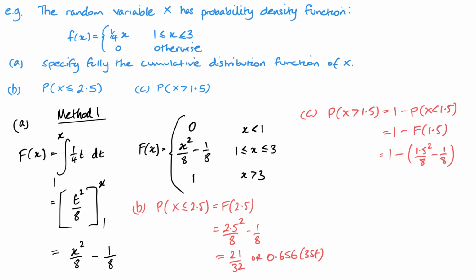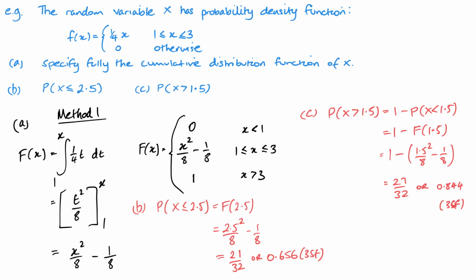So again, you go to your calculators, nice and easy, and we get 27 over 32. Again, if you prefer in decimals, that's 0.844 to 3 significant figures. Personally, I'll leave it as a fraction unless the question specified otherwise. So that was the first one done, hopefully it makes a little bit of sense.